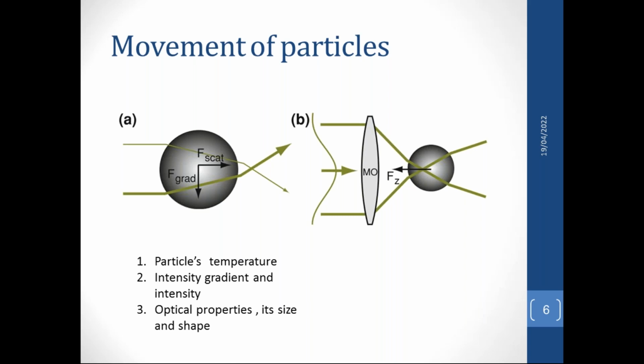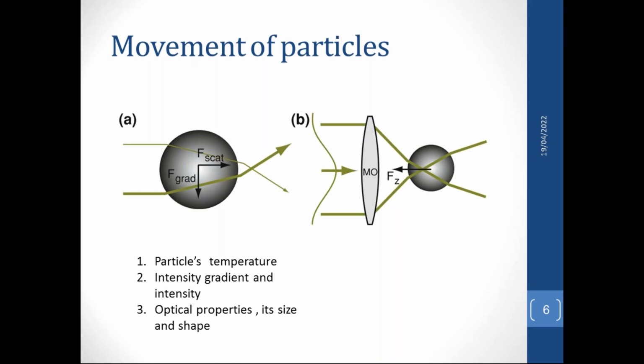Here we showed 2 forces that apply to the particle during trapping: a scattering force and a gradient force. These 2 forces move the particles in 2 different directions. A scattering force is responsible for the in-axis or Z direction of the trapping, and the gradient force is the most dominant force in the plane of the trapping.